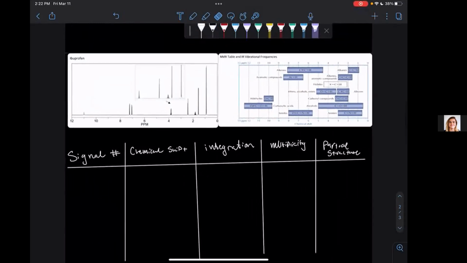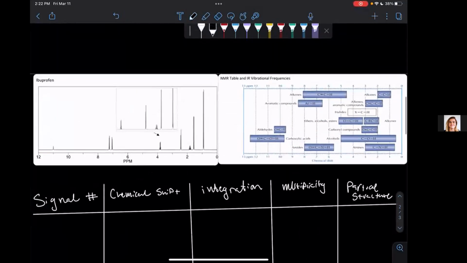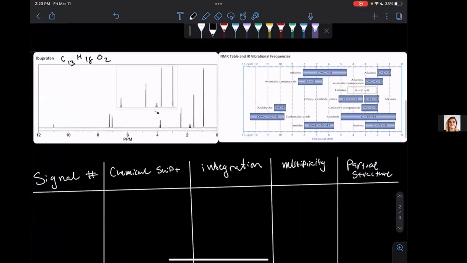So this is going to be a little bit more complicated. Let me pull up the structure for ibuprofen, just so we can get an idea of ibuprofen. Want the formula? The ibuprofen formula is going to be C13H18O2. And that is what we're looking at for ibuprofen.